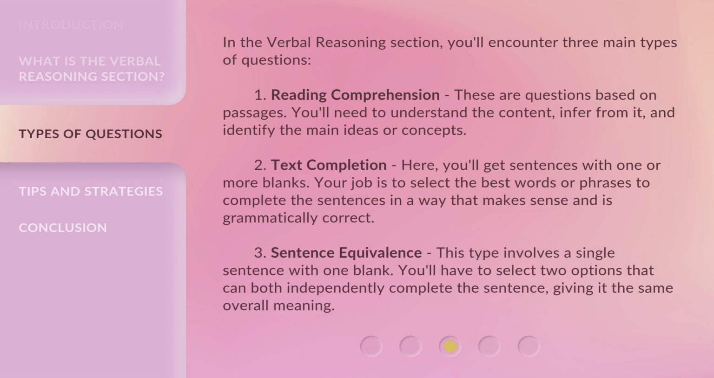2. Text completion. Here, you'll get sentences with one or more blanks. Your job is to select the best words or phrases to complete the sentences in a way that makes sense and is grammatically correct. 3. Sentence equivalence. This type involves a single sentence with one blank. You'll have to select two options that can both independently complete the sentence, giving it the same overall meaning.